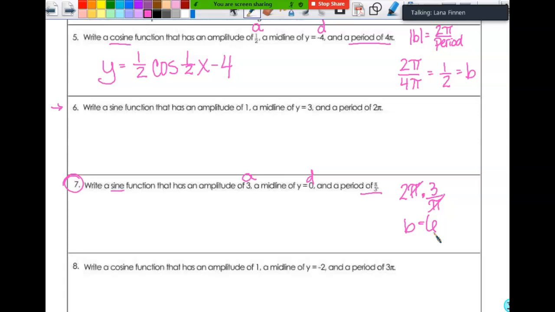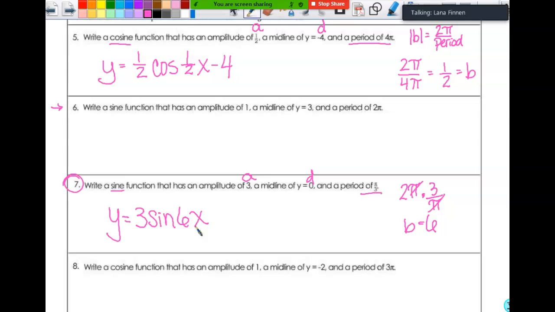Then once I have that, I have everything I need to write this. So I get y equals A, which is 3, times the sine of B, which is 6, times x. D is 0, so I don't put anything, and that's it. Okay. Any questions at all?